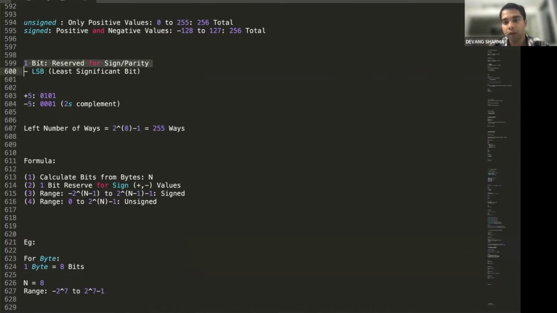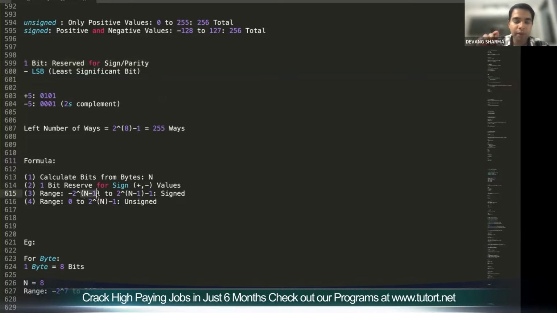Is the range the same for float as that of a 4 byte, as we are dealing with decimal values? No. The reason is that decimal values are stored differently from how integer values are stored. So the range is not the same. So when we say -2 raised to the power n, it is not valid in the case of decimals. Is the reserved bit in the size? Yes, it is in the size. So if 1 bit is reserved, that's why we have the range from -2 raised to the power n minus 1. This n minus 1 is because 1 bit is reserved. That's why.